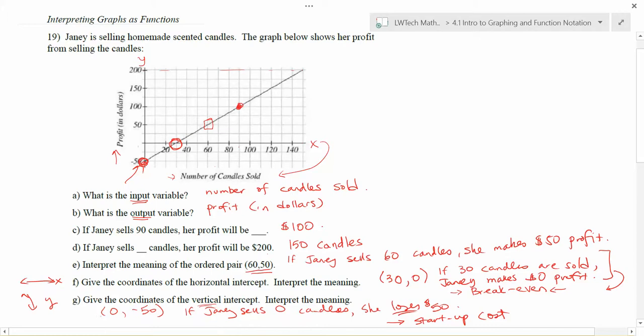So this (0, -50) gives us another really interesting piece of information about her candle business, and we can see that point by identifying the vertical intercept and then another interesting point there with the horizontal intercept. So they're always important pieces to find and identify and think about what meaning they might have in the context of your problem.